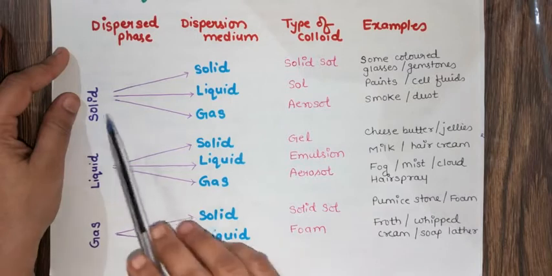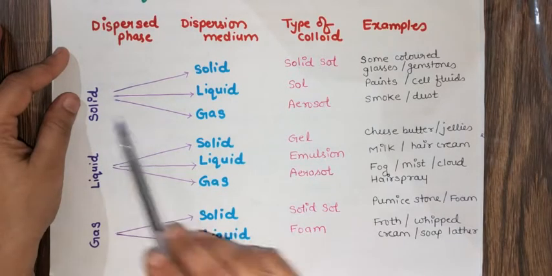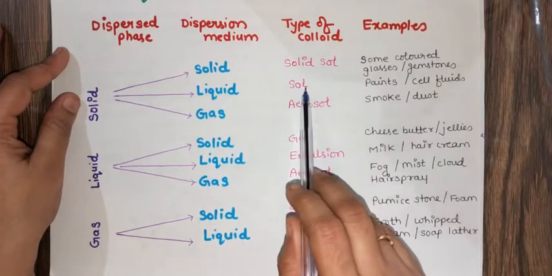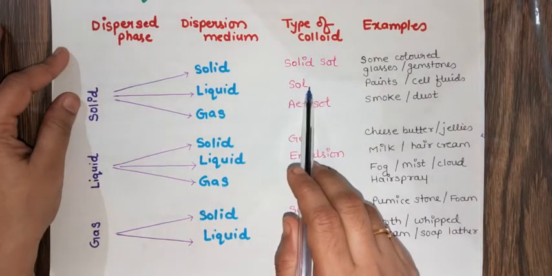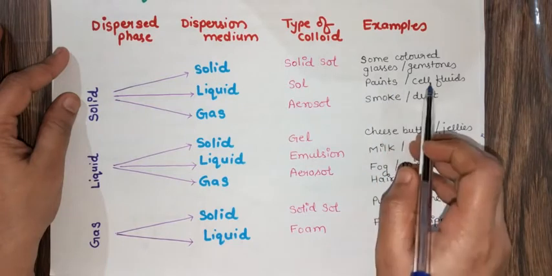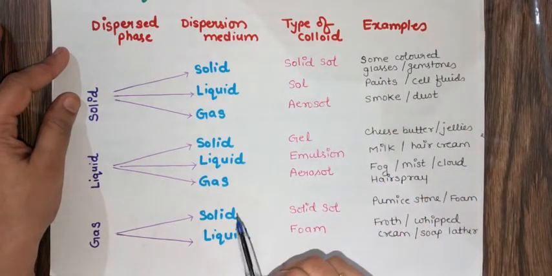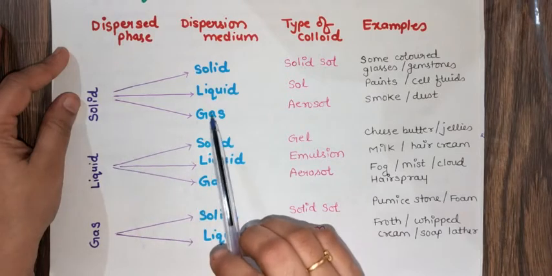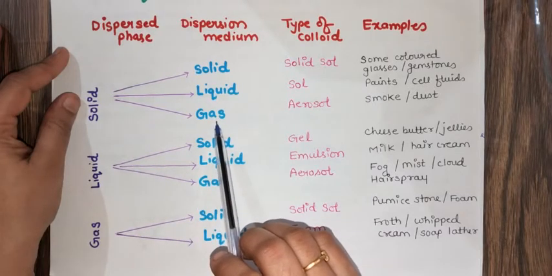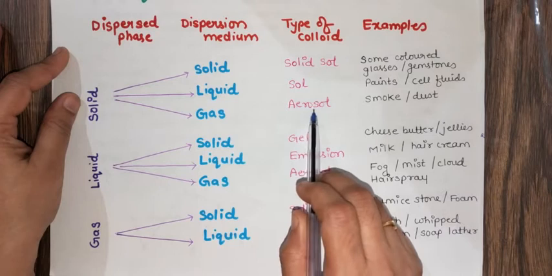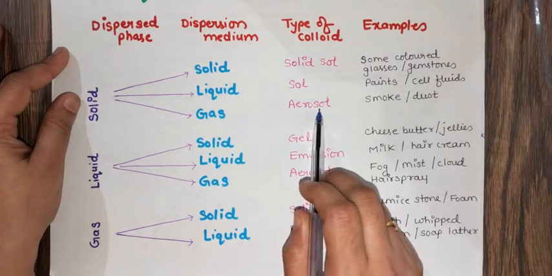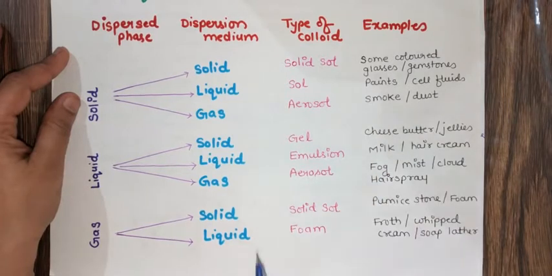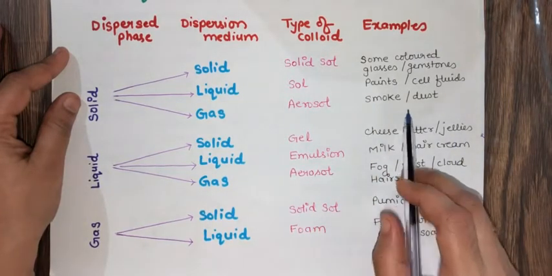Now what will happen if your dispersed phase is solid and dispersion medium is liquid? Then sol will be formed. Sol examples: paints, cell fluids. If solid is the dispersed phase and gas is the dispersion medium, then the type of colloid formed is aerosol. For example, smoke or dust. You can see that these are the solutions.